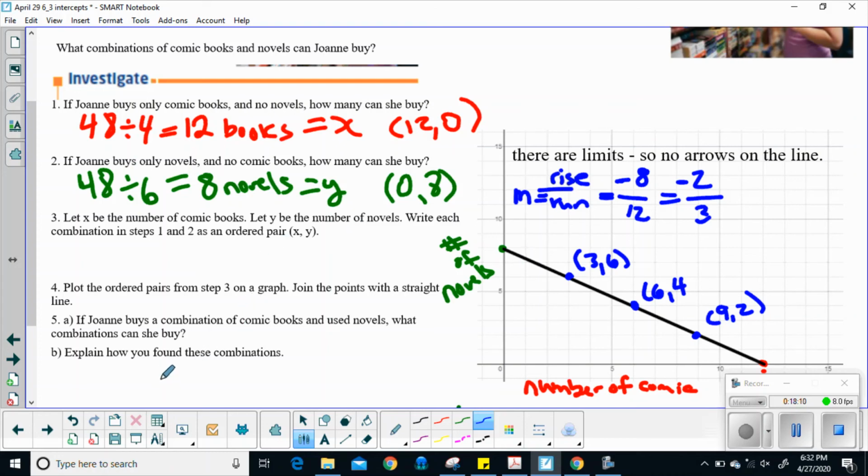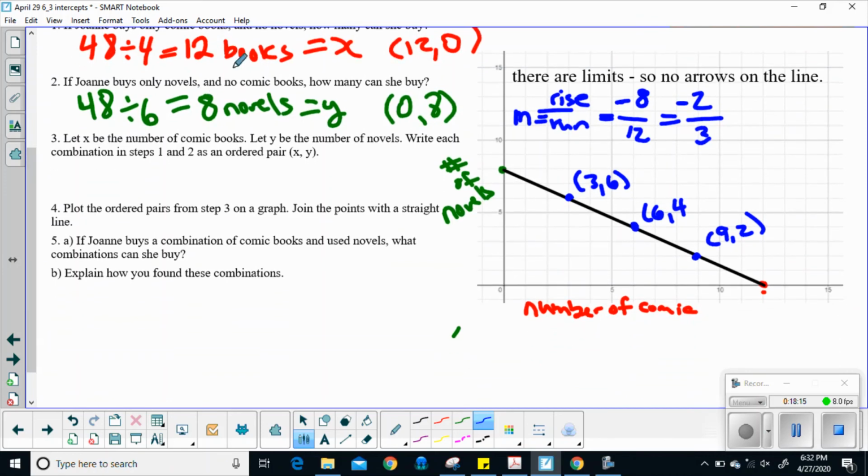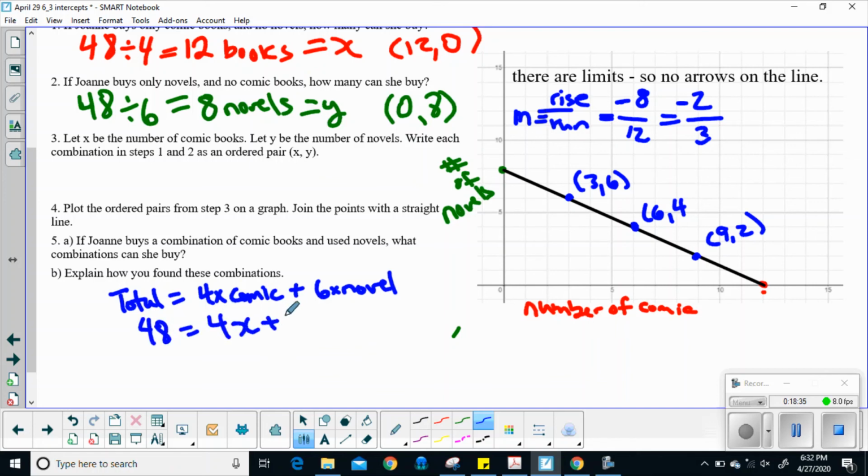Okay, we could do this algebraically. So how would I do this algebraically? Well, I know that my total cost is going to equal $4 times my comic plus $6 times my novel. And we said that we had a total of $48. We're using x as our comic and y as our novels. So there we go. We've got it in x, y form right there. We can rearrange that if we wanted. We can solve out of that if we wanted. So we can do all sorts of great stuff with this now that we have our equation.